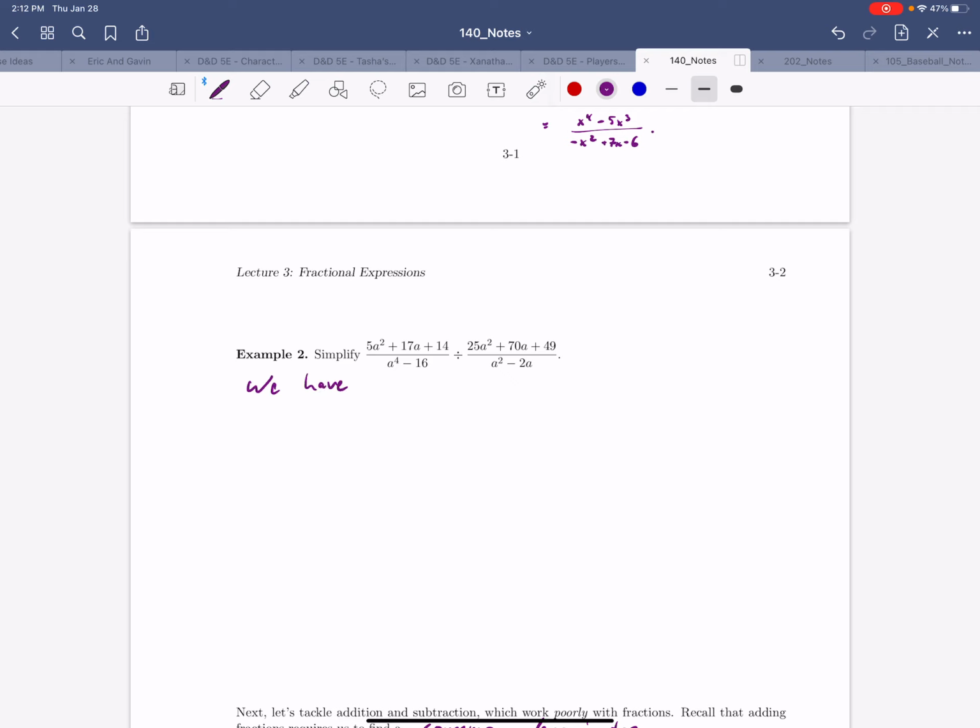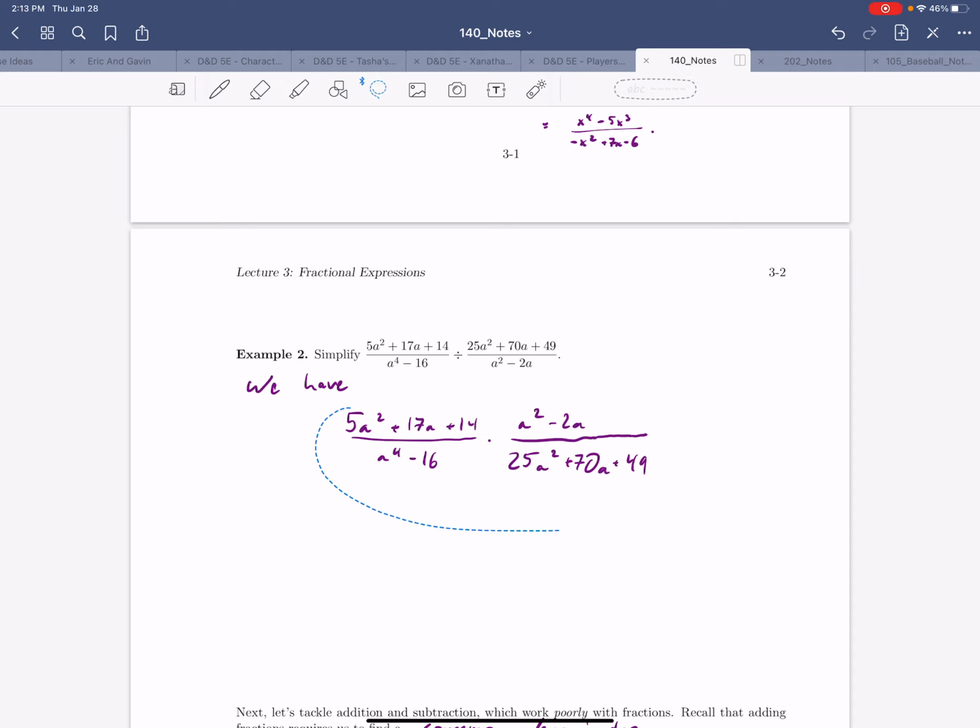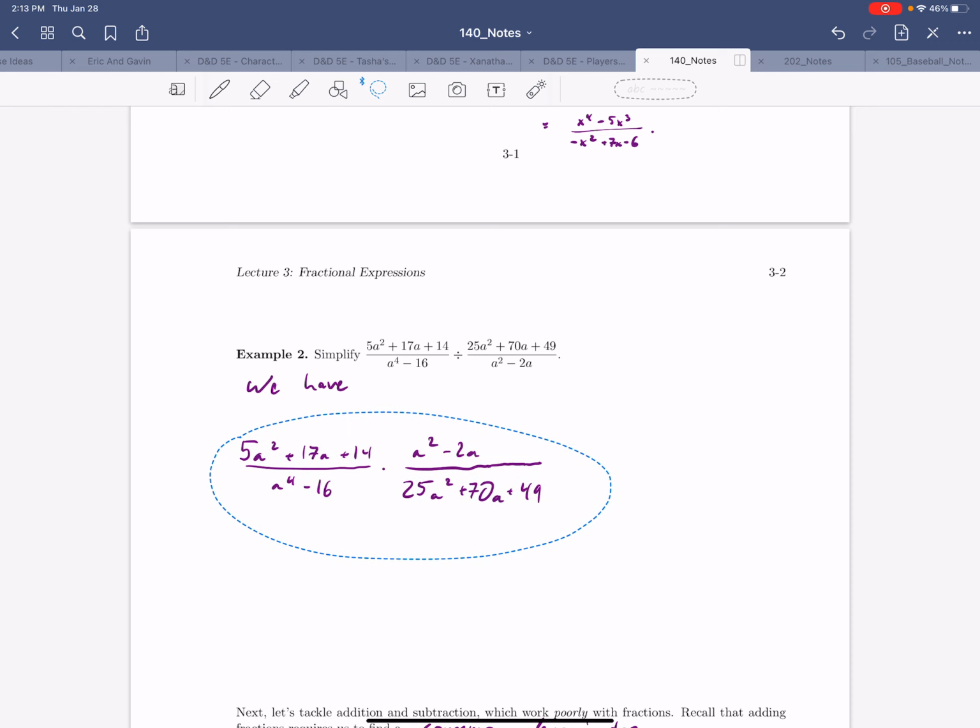We're just going to approach this exactly the way we approached example 1. I'm going to say 5a squared plus 17a plus 14 divided by a to the 4th minus 16 times, again, the reciprocal. By the way, if you're good at mental math and factoring in your head, or you're just used to doing this stuff, feel free to skip this first step and just factor right away. But I'm just going to do all the steps out. I'm just going to move this over here.